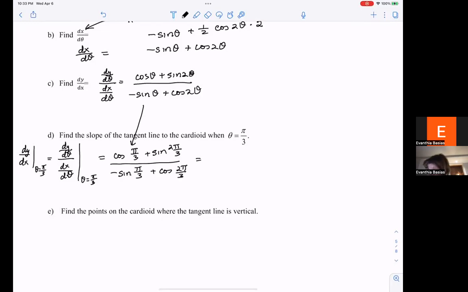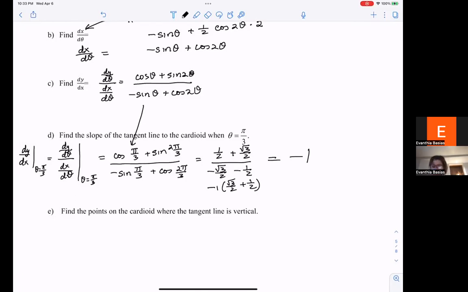And very quickly, that gives us 1/2 plus root 3 over 2 divided by negative root 3 over 2 minus 1/2. And if we factor out the negative 1 in the denominator, I think you'll see that this fraction is negative 1. And that's the slope of the tangent line. Okay, and then once in a while, they're very unexpected. They might have us solve a trig equation.